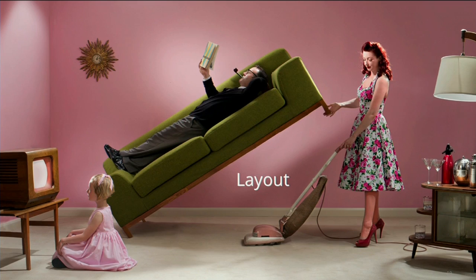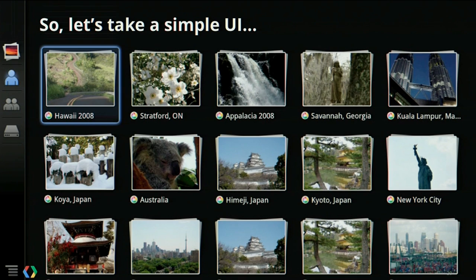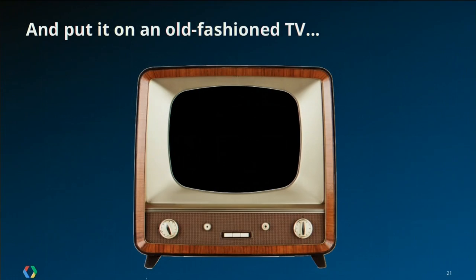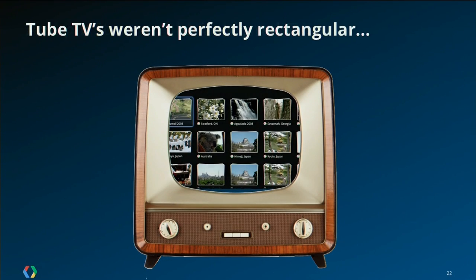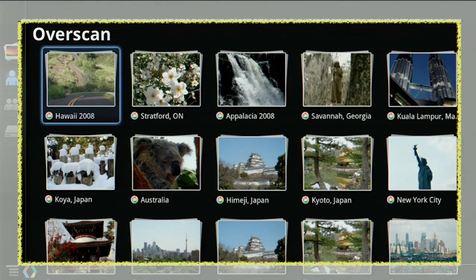All right, layout is a tricky thing because of the navigation. The first thing about laying out an application for TV is something that's been around for a long time. So let's take a simple UI like this and put it on an old-fashioned tube TV. And what you get is the edges all cut off. So those of us who were designing TV applications 15 years ago, we had to think about this thing called safe area or overscan. Because the tubes were not rectangular, the light guns couldn't reach the corners. And so each TV manufacturer had to reduce the amount of space that was available.